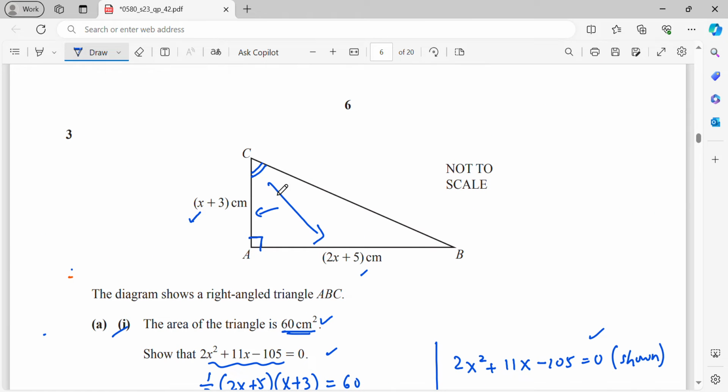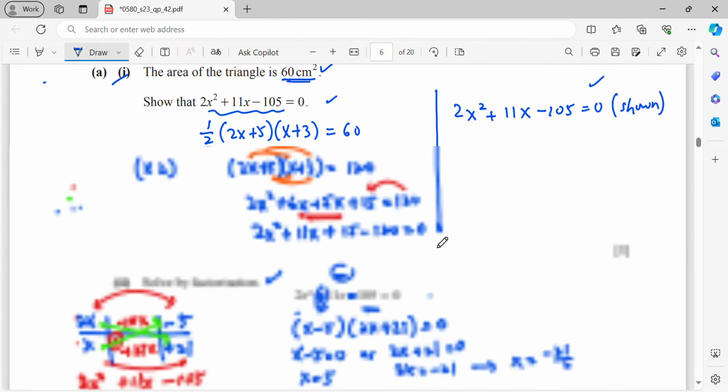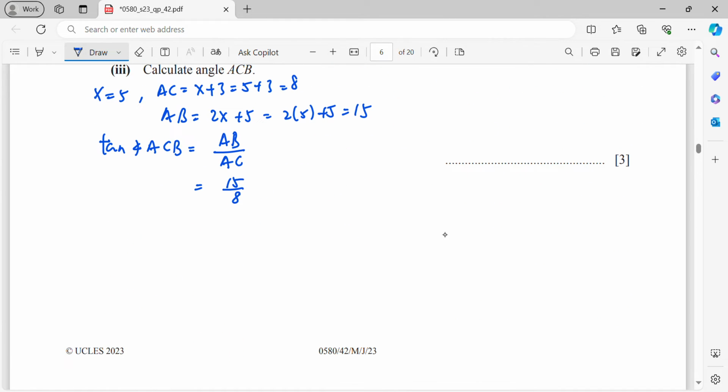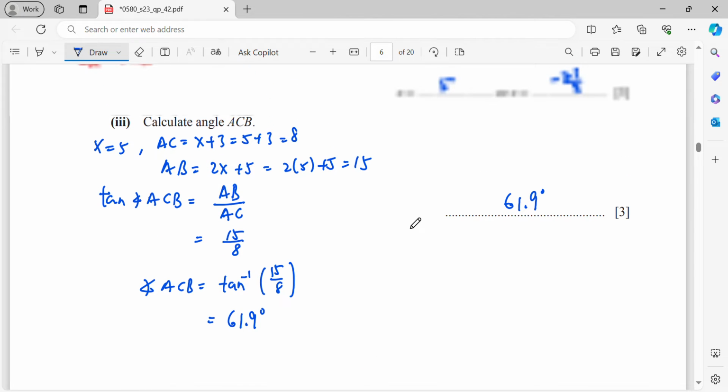Now, I will use tangent of angle ACB equals AB over AC. Opposite over adjacent. Then now I will get 15 over 8. Then for my angle ACB, just move the tangent to the other side, it becomes inverse tangent of 15 over 8. And now you will be getting 61.9 degrees. So that's the solution of this part 3.